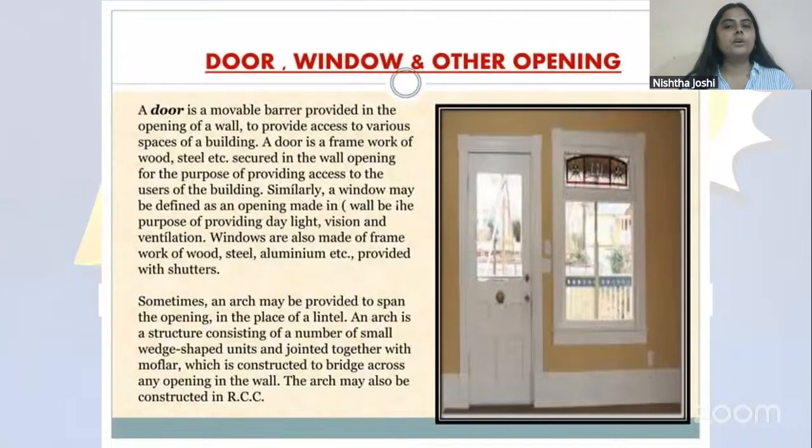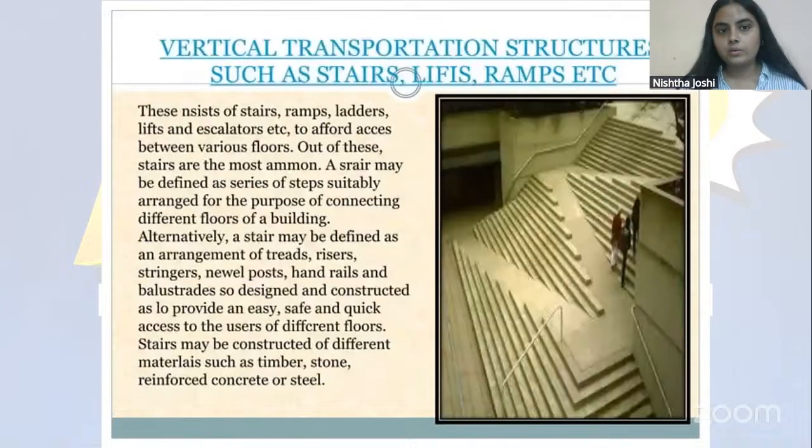Then door, window, and other kinds of openings. So there are different types of doors, different types of windows. They all have openable shutters. Windows can be of different types. There can be diagonally opening windows, horizontally opening windows, and vertically opening windows. And in that also there are different varieties. So please read more about it.